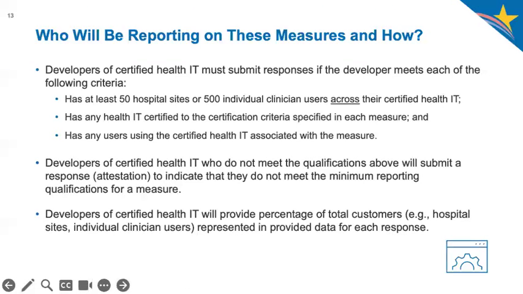So basically, who will be reporting on these measures? The developers of certified health IT must submit the responses if the developer meets the following criteria: it has at least 50 hospital sites or 500 individual clinician users across their certified health IT, has any health IT certified to the certification criteria specified in each measure, and has any users using the certified health IT associated with the measure. The developers that don't meet the qualifications will submit an attestation indicating that they don't meet the minimum reporting qualifications. Next slide.